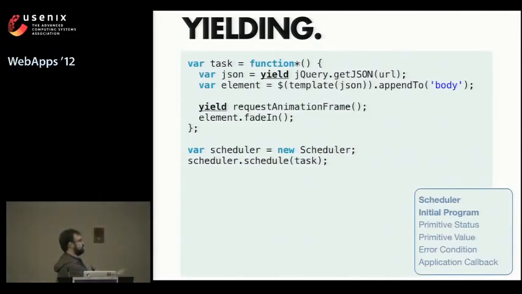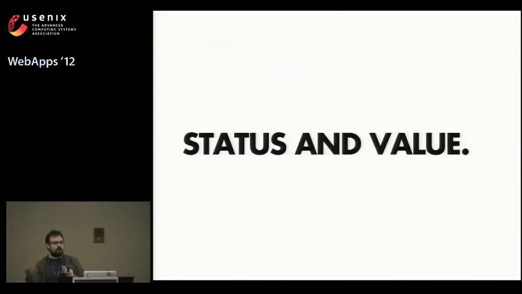And the same thing, I will yield request animation frame, which is basically going to pause until I have an animation frame instead of a callback, and I can do element.fadein. Right? So here I'm basically getting JSON, making a new element, and then fading it in at the right time. So normally that would require multiple nested callbacks. Here we can unwrap the callbacks into something flat.